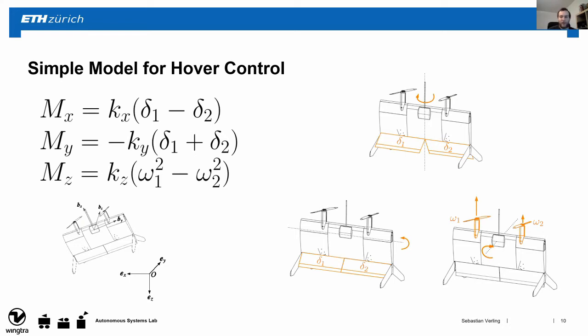Similarly, we can also create a pitching moment, a pitch around the body y-axis here with collective flap deflection. Now, in order to create a moment around body z-axis, we just use differential thrust.